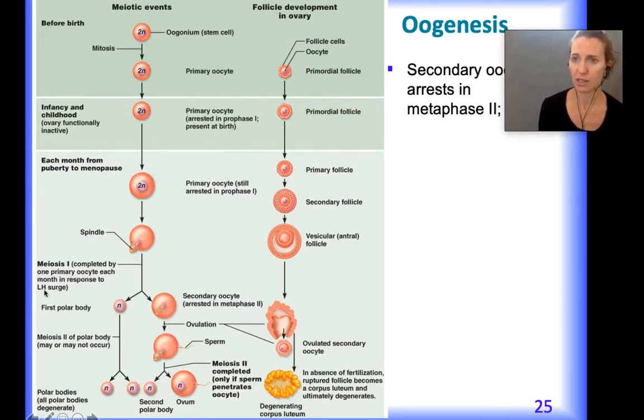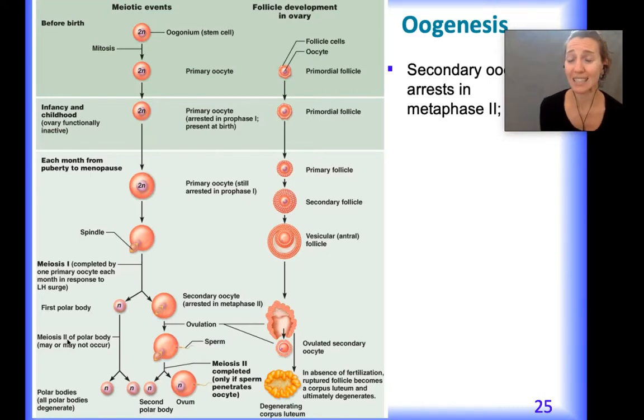We also see that the LH surge, luteinizing hormone, right, coming from the anterior pituitary, we also see that this surge triggers meiosis 1 to be completed. So you have this division going from 2N to 2 daughter cells, both with N.